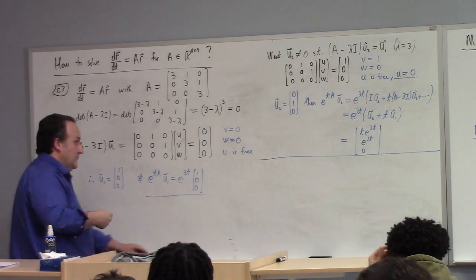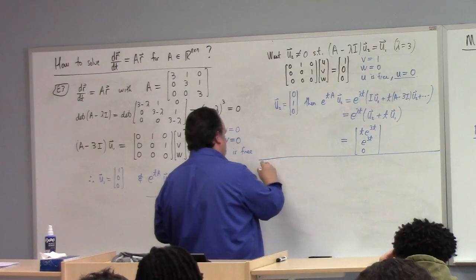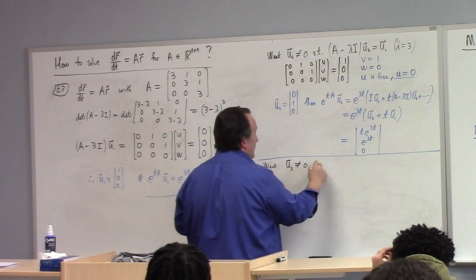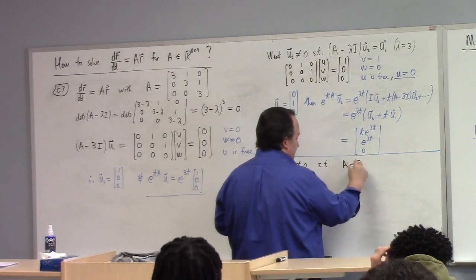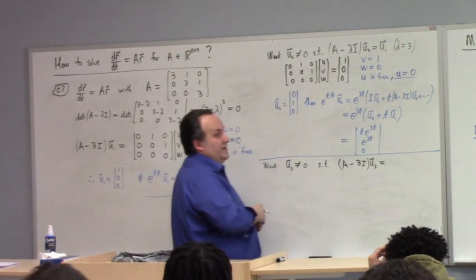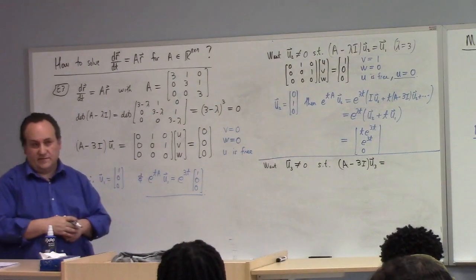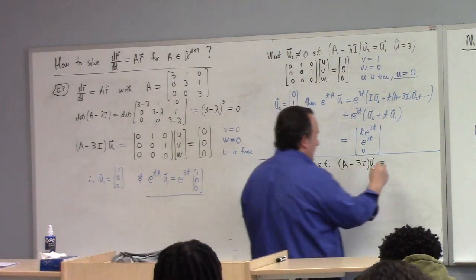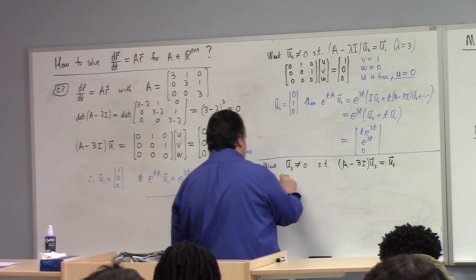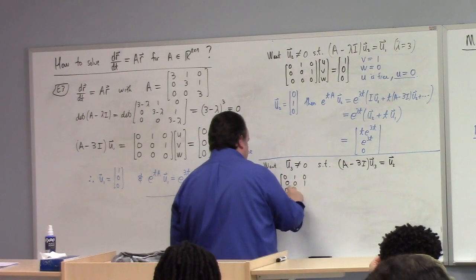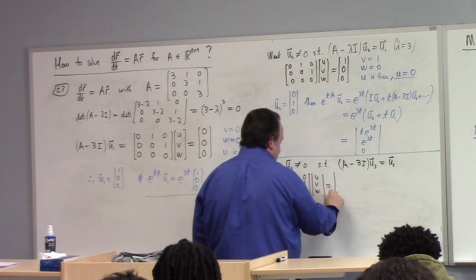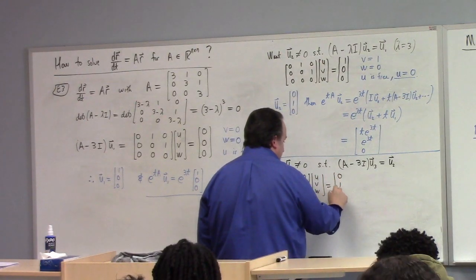So what should we do? We want u3 not equal to 0 such that (A minus 3I) times u3 equals to what? Not u1 this time, but u2. This is the chain condition. So we want to solve that equals to u2. And so that becomes the matrix 0, 1, 0; 0, 0, 1; 0, 0, 0 times (u, v, w) equals to (0, 1, 0).